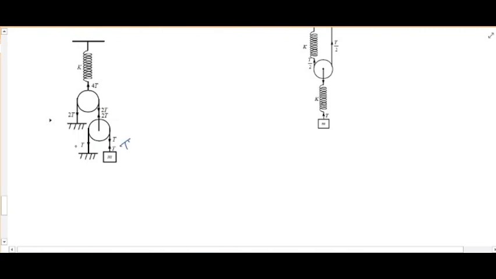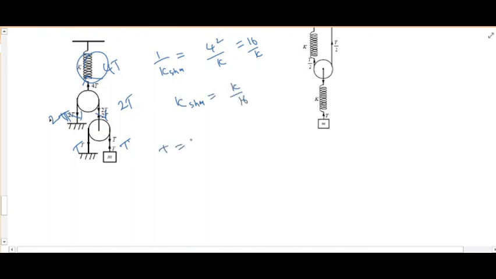In this case, tension T. Here also tension T. This is in equilibrium, therefore this becomes 2T. Therefore here also 2T. But here this becomes 4T. Therefore 1 by K SHM is equal to, at this spring the coefficient of tension is 4, therefore 4 square by K, this becomes 16 by K, therefore K SHM is equal to K by 16, then time period 2 pi into square root of m by K SHM, K SHM is K by 16, this is 16 m by K.